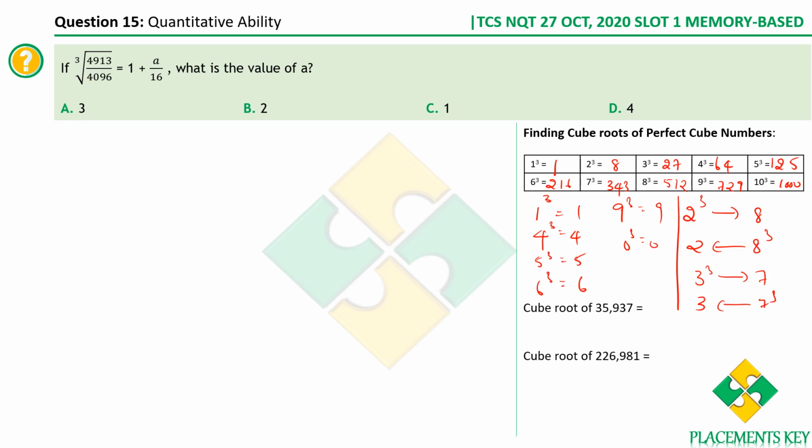Okay, so let's take the first question. Which is, what is the cube root of 35,937? I've just taken some random examples. Okay, so how do we compute this? Always group 3 terms at a time from the right. Say we are grouping 3 terms at a time from the right. So 937 and then 035.